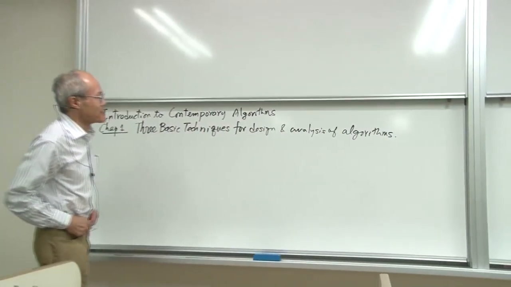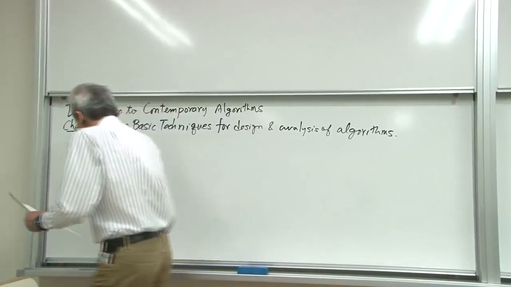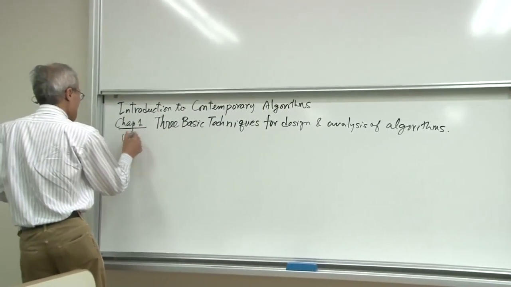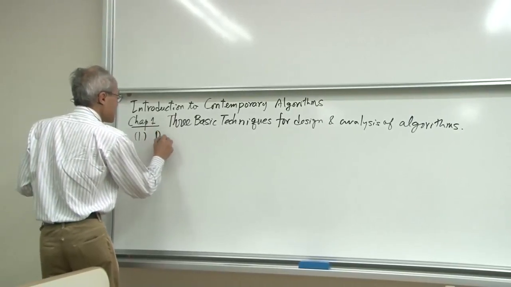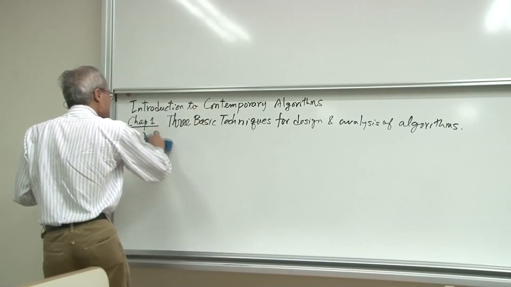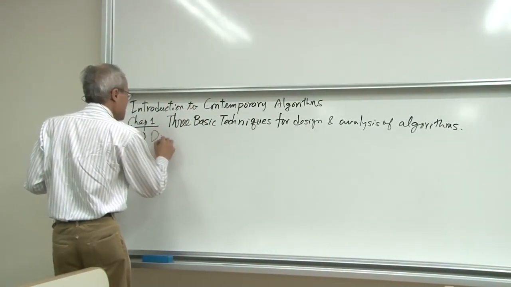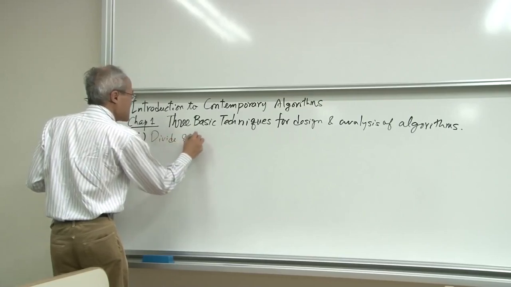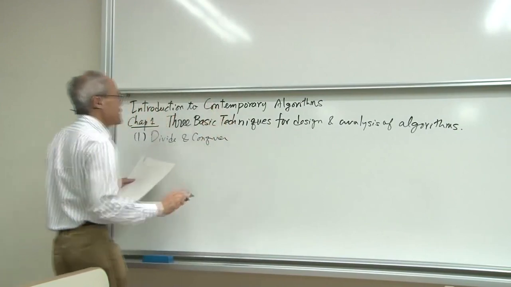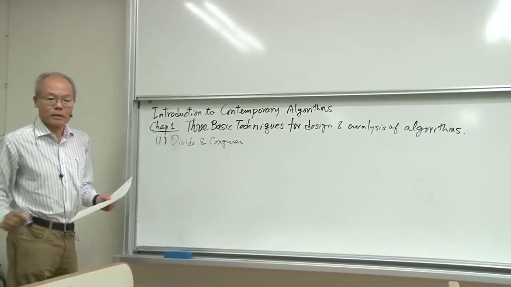Three basic techniques for design analysis for algorithms. And the first technique is divide and conquer. Divide and conquer. We already saw two examples.